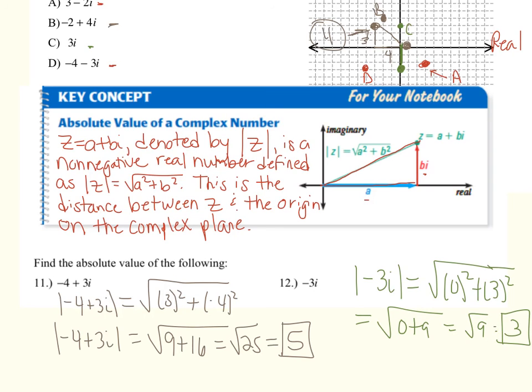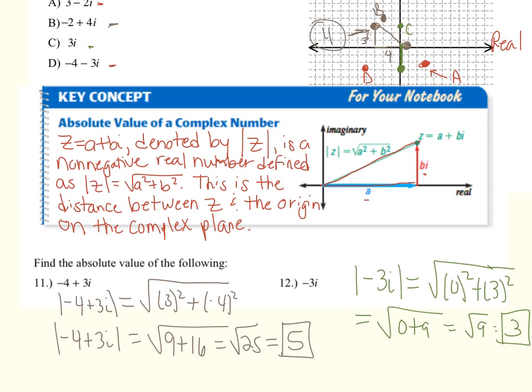So just keep in mind that absolute value always talks about the distance from 0. It's just that with complex numbers, they're on a two-dimensional coordinate axes with real and imaginary numbers. So it's the distance from the origin. So we need the Pythagorean theorem in order to be able to calculate it.